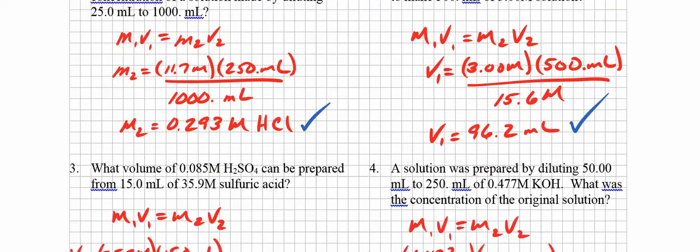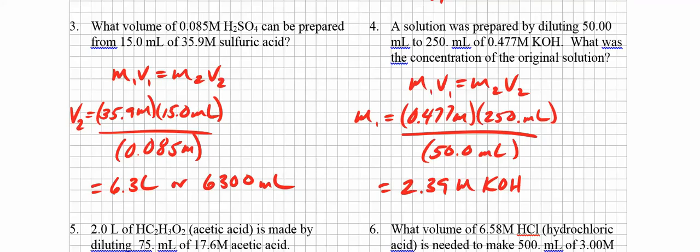Let's look at number 3. Number 3 says, what volume of 0.085 molar sulfuric acid can be prepared from 15 milliliters of a 35.9 molar sulfuric acid solution? So here we go. M1V1 is equal to M2V2. We're looking for V2, the volume of the more dilute solution. So we'll just start plugging in. We have 35.9 molar times 15.0 milliliters. Leave it in the milliliters for now. That's just fine. We'll change it later. Divided by 0.085 molar. And when we do that calculation, we get 6.3 liters. That's the volume of the more dilute solution.